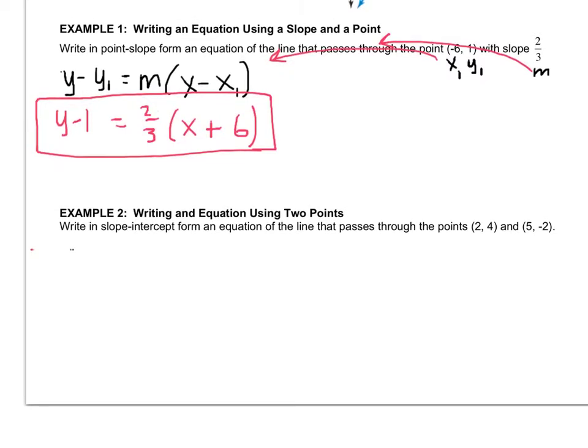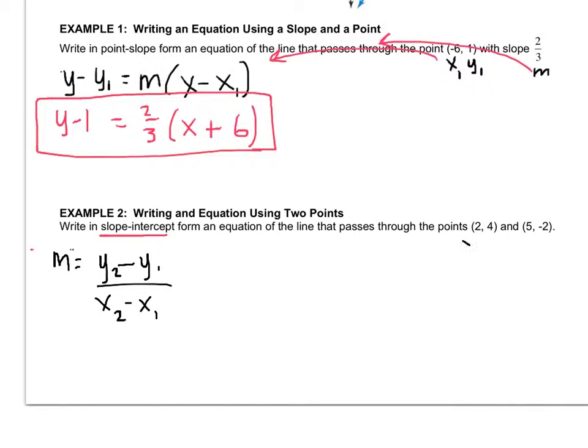Example 2. Write in slope-intercept form. See, now you got to pay attention to what kind of form they want. An equation of the line that passes through the points 2, 4, and 5, -2. So I want to use that formula that we learned a very long time ago that we haven't necessarily used that much. It's y2 minus y1 over x2 minus x1. I taught you this back in the slope lesson, which was lesson 4.2. So I'd like to use it now.